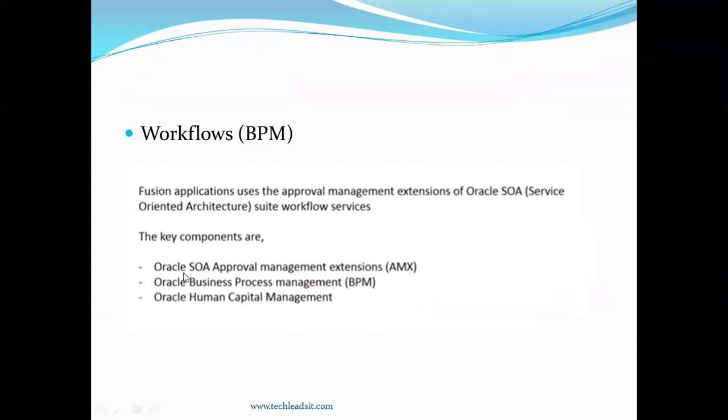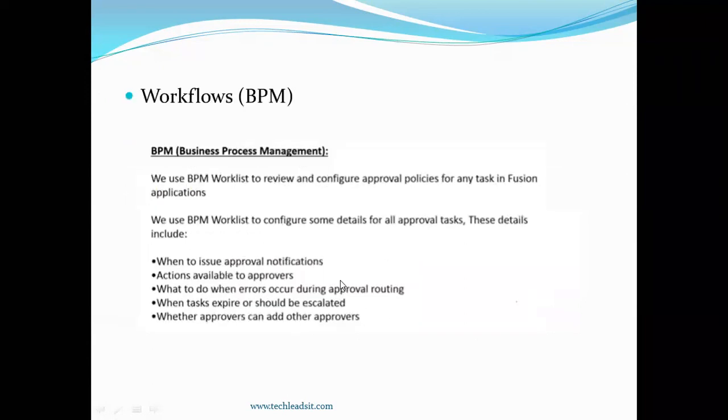Like this, we have some of the key components like SOA, approval management extensions, and human capital management, especially BPM service for workflows. Here, what will BPM do? It will configure some details for all approval tasks, like when to issue an approval notification, actions available to approvers, and what occurs during approval routing. If any error occurs, what is the next step we can perform here.